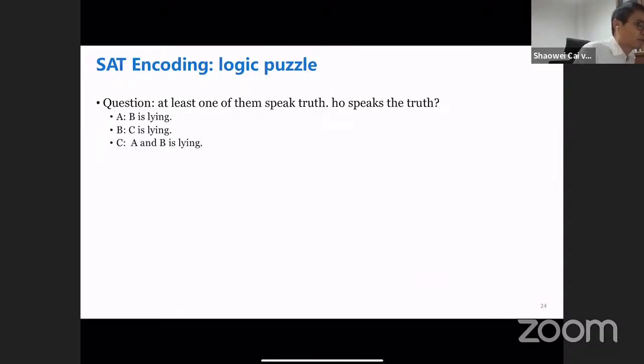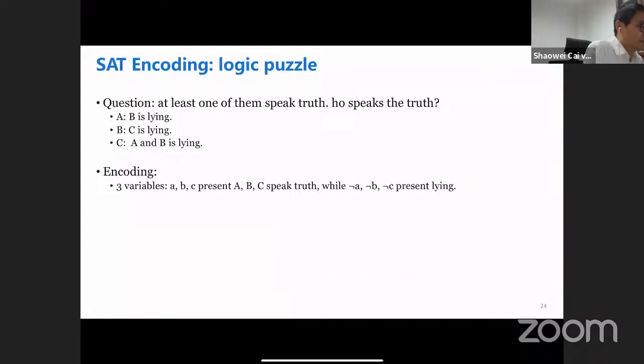Okay, the second example is a logic puzzle. Many logic puzzles can actually be solved using a SAT solver. So if we know SAT solvers and how to call one, we don't need to be very smart to solve a logic puzzle. We just need to encode it into a SAT formula. Now the question is, at least one of them speaks the truth, and who speaks the truth? A says that B is lying, B says that C is lying, and C says that A and B are lying.